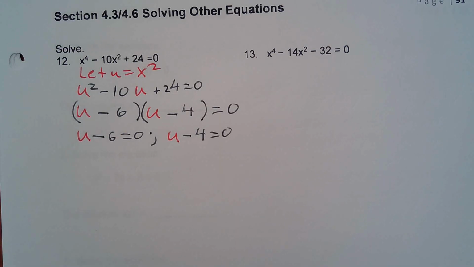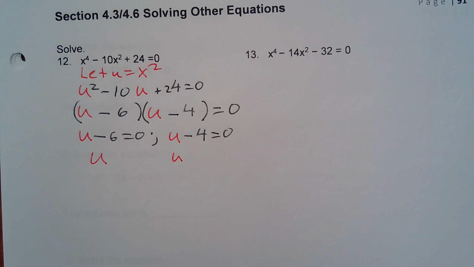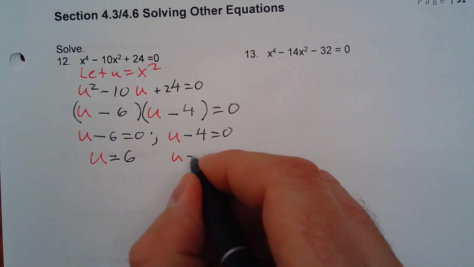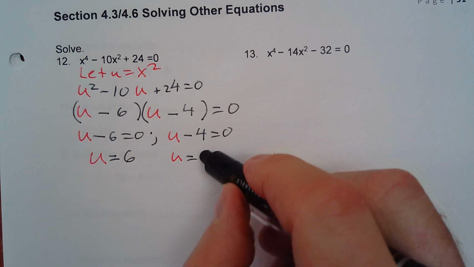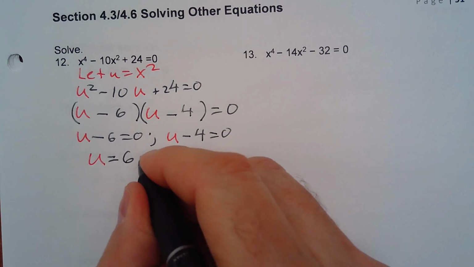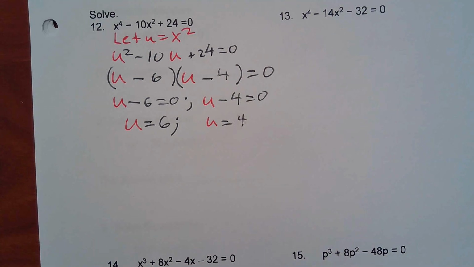Here, add 6 to both sides, we get u equals 6. Here, add 4 to both sides, we get u equals 4. Oops, my bad on that one. Now remember, u is the same thing as x squared, so we plug that in.